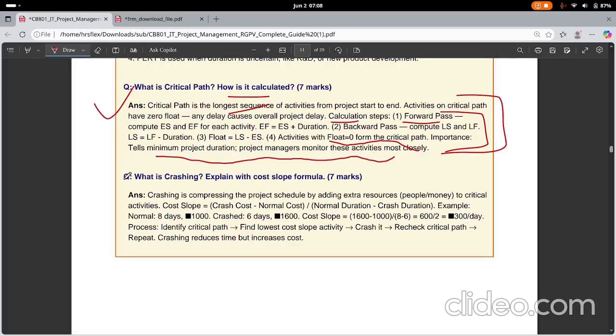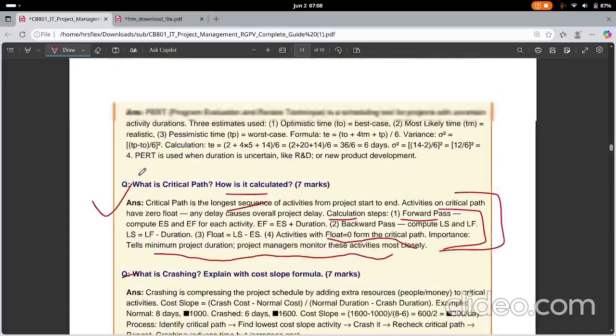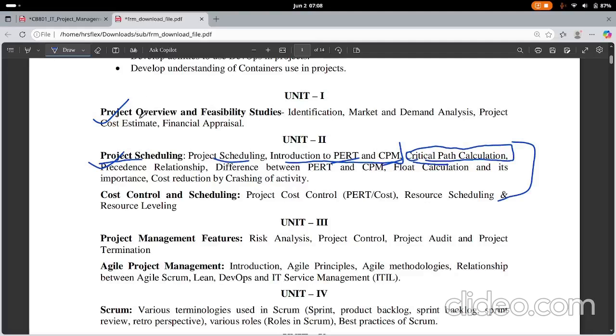So what is crashing, we have discussed it already. So with this we have completed our unit 2. I told you guys that was the most difficult unit. I was just kidding. It was the easiest unit you have ever seen in this entire subject. In the next lecture we are going to study a very good topic, that is project management features and agile project management.